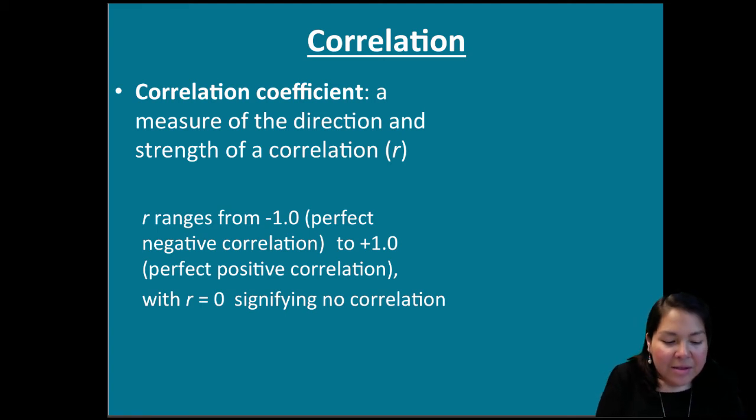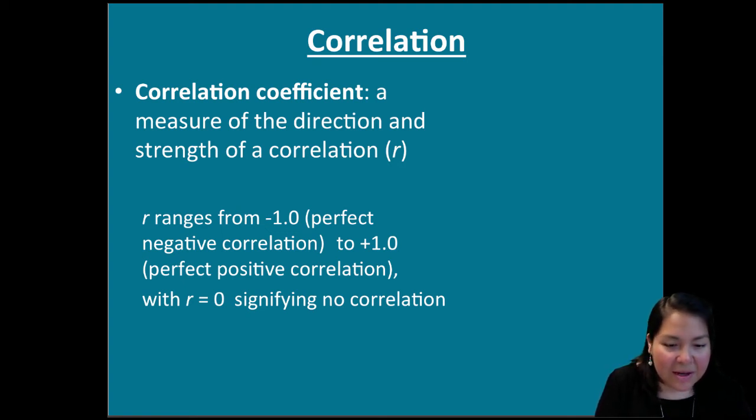Correlation coefficients. This is just an additional piece of information that's provided to us about our sample. The correlation coefficient is a measure of the direction and the strength of that correlation. And so this is just more information about that link or that relationship between the two variables that we're trying to measure. This ranges from -1 to +1, and the strength is indicated by the number. So the closer that little r is to 1, the stronger the link is between the two variables.